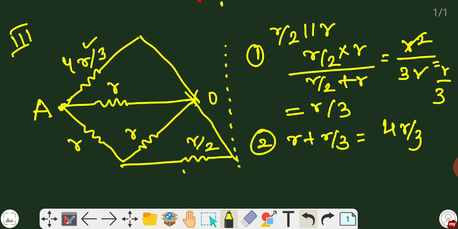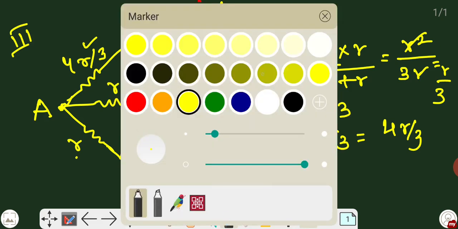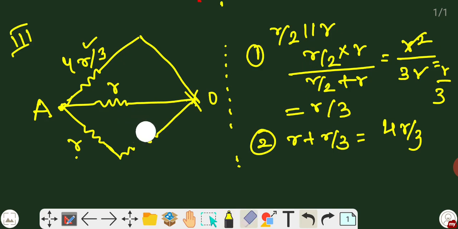Similarly this portion, these both are parallel with respect to each other. So considering it as one node over here, it is R by 3. This R and this R by 3 are both in series with respect to each other. Okay, so now that is 4R by 3.